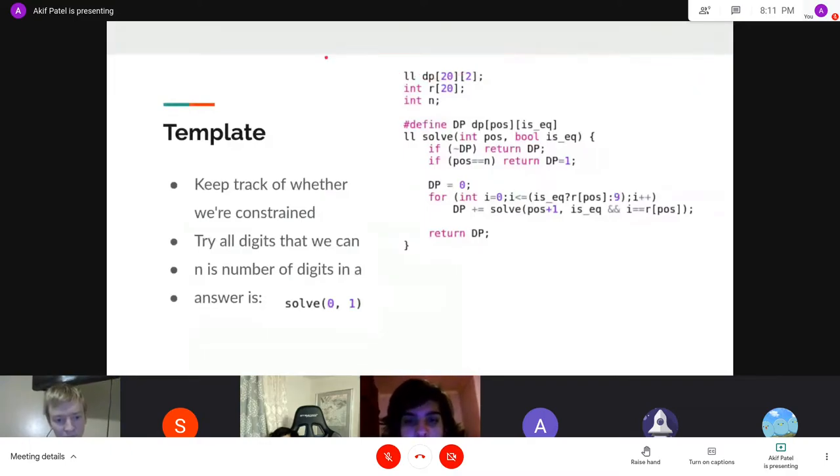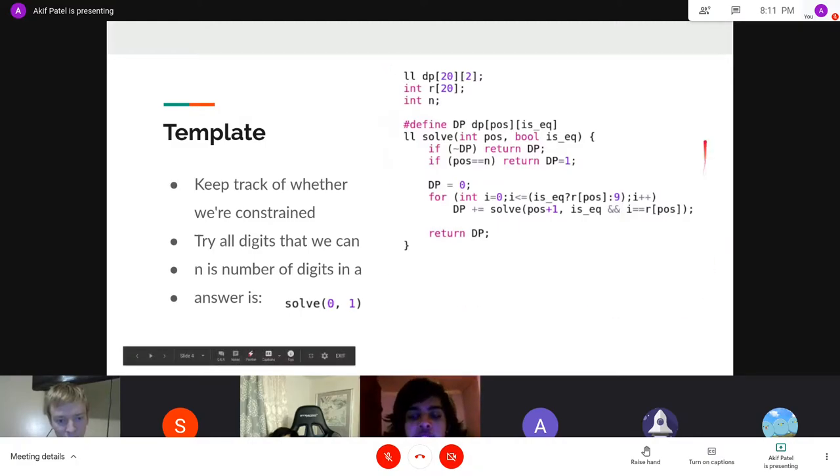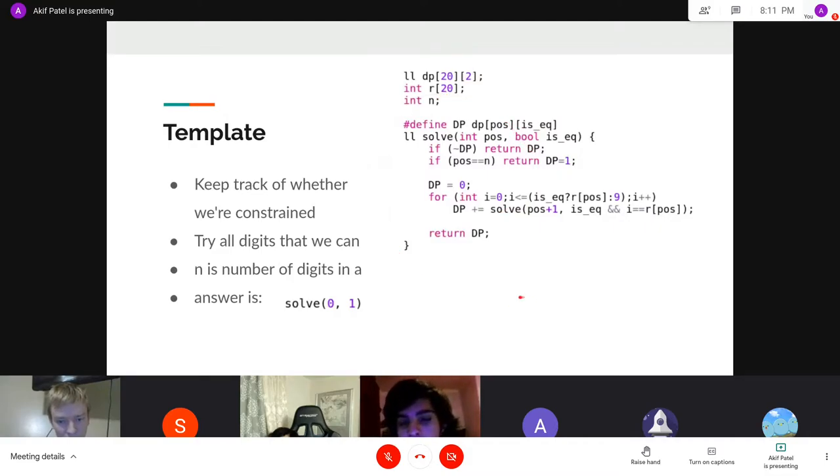So this is the DP for this very simple problem. Of course, for more complicated problems, you'll have more information and more stuff. But this is still the basic template you're going to be using for DP. Okay? I have this in my template file. And this is the basic structure of how DP works. No matter what you do for DP, you'll need to keep track of the prefix, which position you are in the prefix, and whether or not you're constrained right now. And so most of these DP problems will look pretty similar to this.